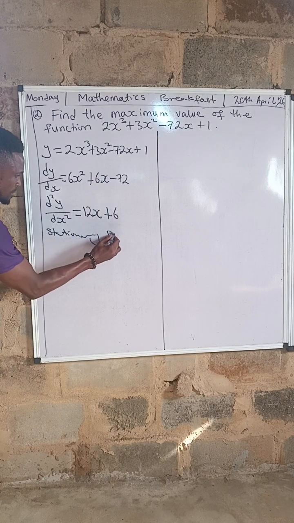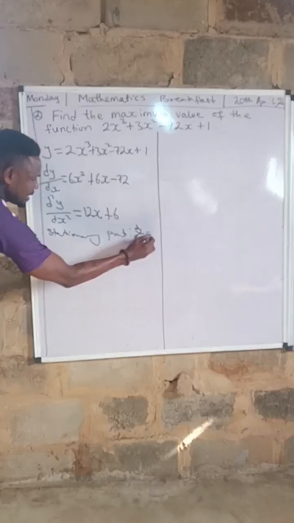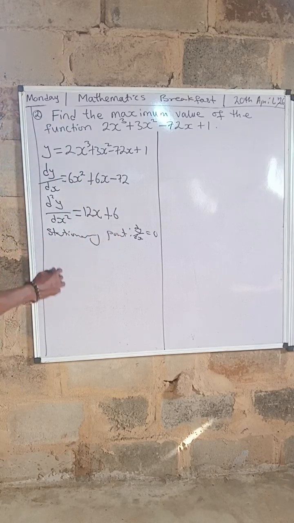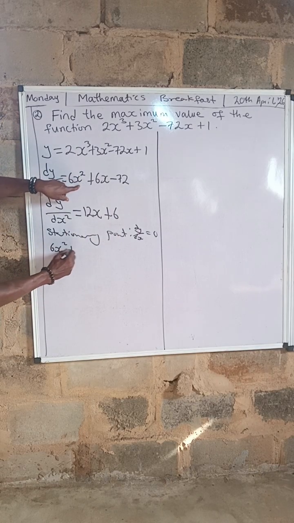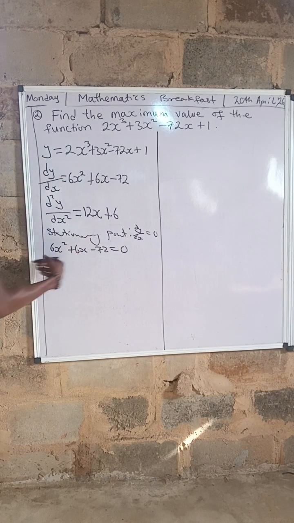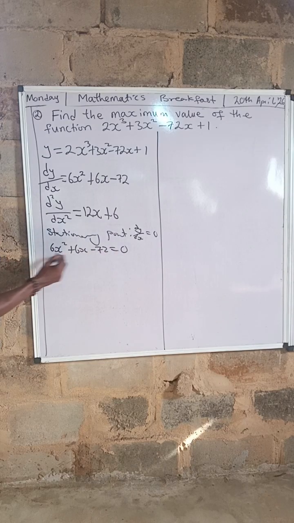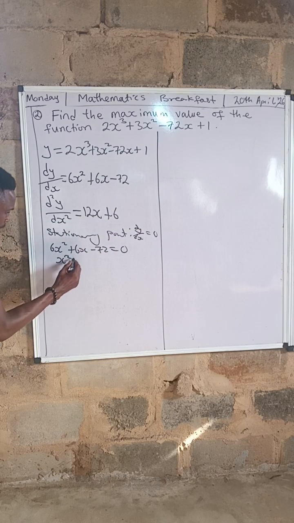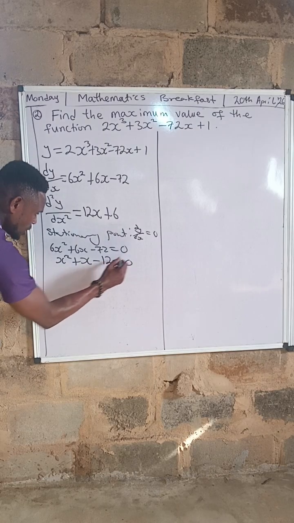Stationary point. At the stationary point, dy/dx equals 0. So substitute 0 for dy/dx. We now have 6x² plus 6x minus 72 equals 0. Dividing through by 6, 6 can divide everything here. That will give us x² plus x minus 12 equals 0.